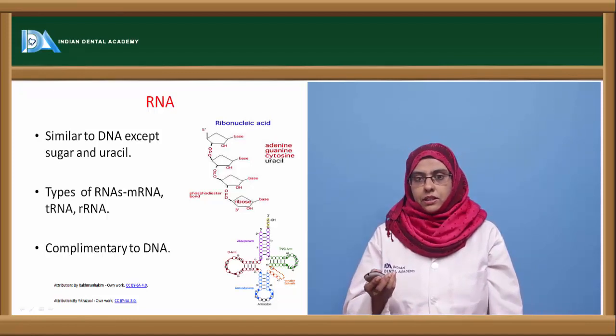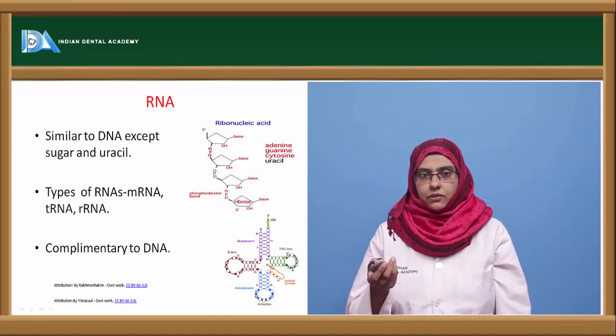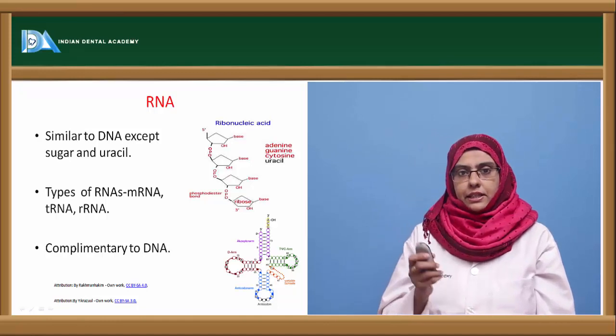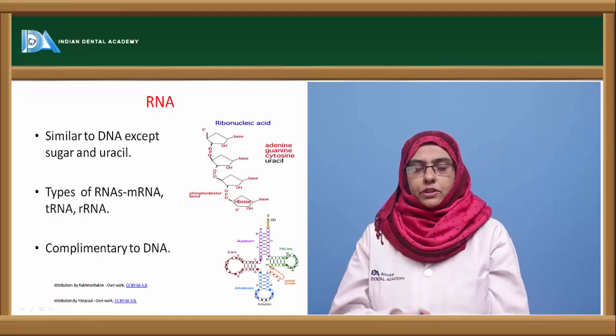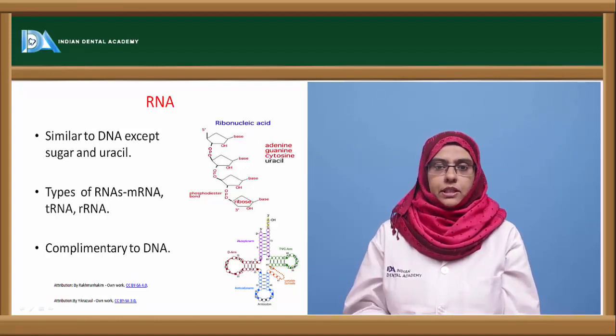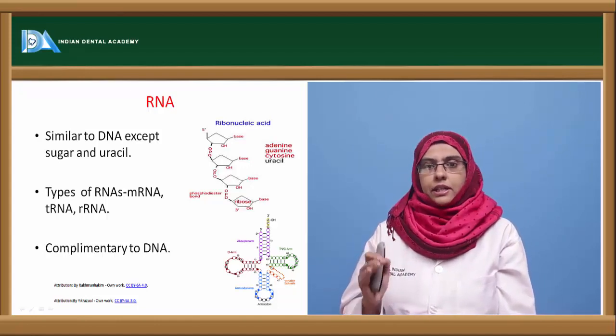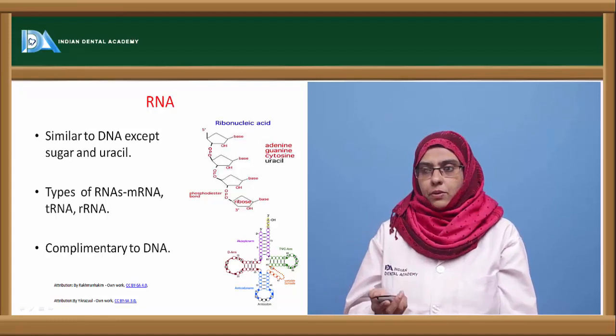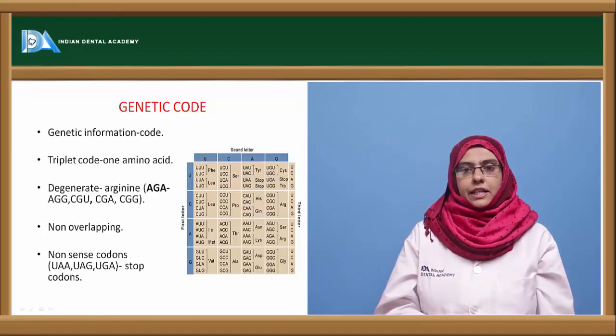So this is about the different types of RNAs. One is the mRNA, messenger RNA, that is synthesized from DNA by a process which is called transcription and has all the information for the synthesis of protein, whereas the other two RNAs are only at the functional level to synthesize the proteins. Now coming to the genetic code.